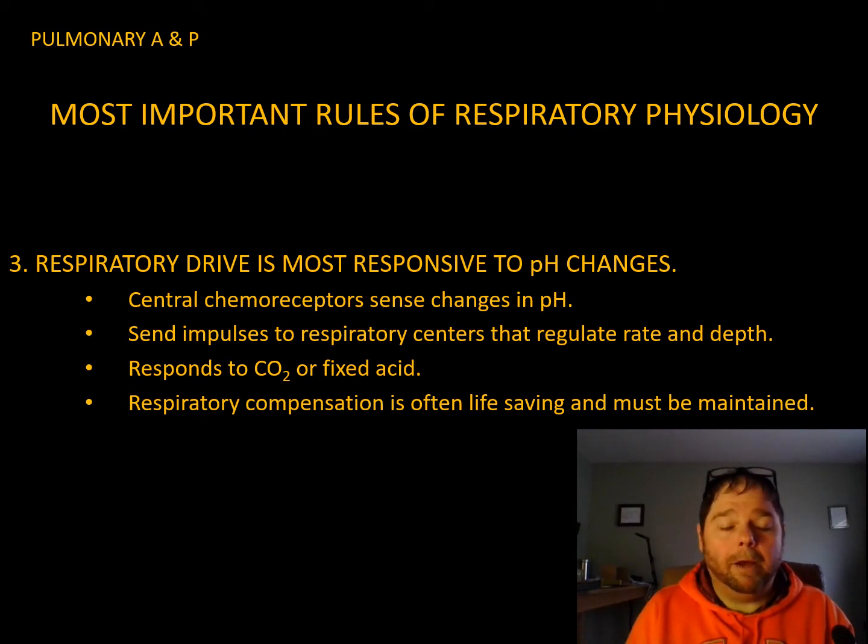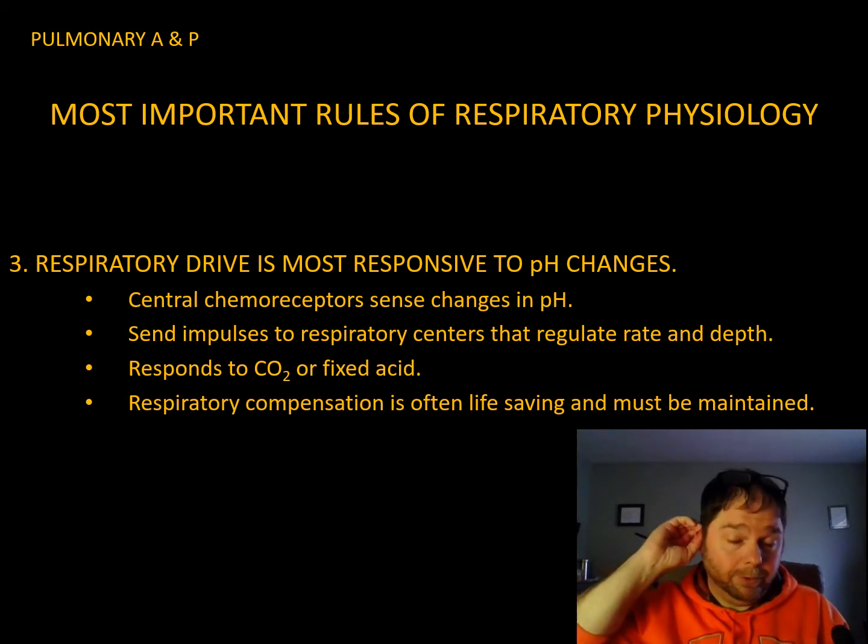It's really much more about pH. So the central chemoreceptors in your brain respond to changes in the pH in the cerebrospinal fluid, which is a direct reflection of the pH changes in the blood. And that transmits impulses to the brain like, we need to breathe faster because we got a lot of acid down here that we need to move. And that's going to happen regardless of whether or not your respiratory system can move that acid.